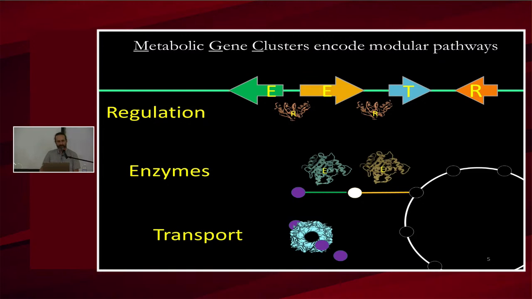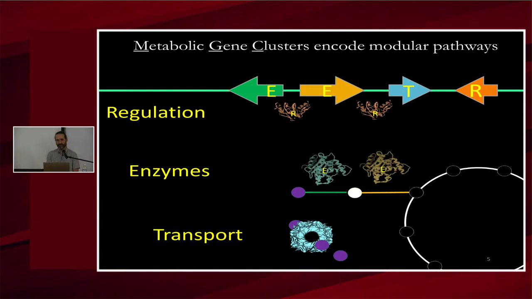And that includes genes for the enzymes that transform biological molecules, genes for regulation of the entire pathway, and also genes for transporting metabolites in and out of the cell and the pathway. And metabolic gene clusters are very widespread in bacteria, and somewhat widespread in fungi, and we don't really see them in plants and animals to a large extent. So this is a phenomenon that's somewhat unique to microorganisms and, among eukaryotic life, pretty much restricted to the fungi.